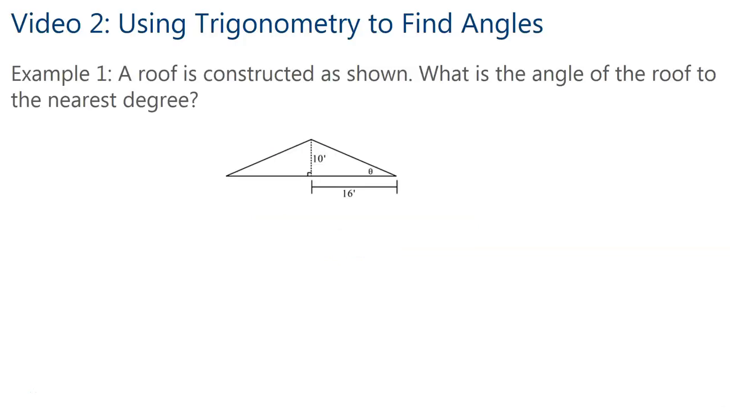In this video, we're going to be looking for angle measurements using trigonometry. So example 1. A roof is constructed as shown. What is the angle of the roof to the nearest degree?